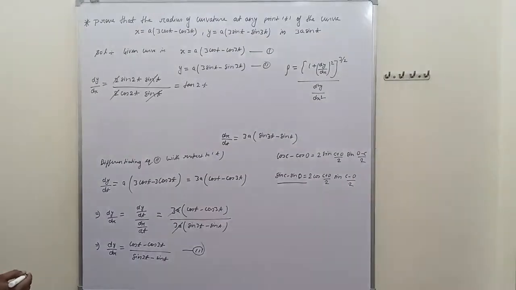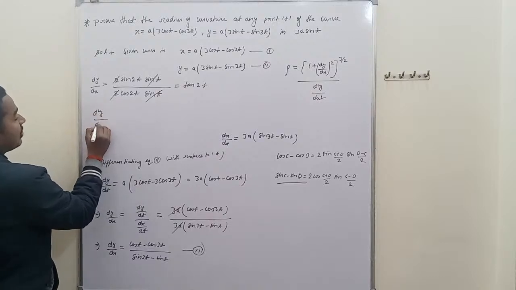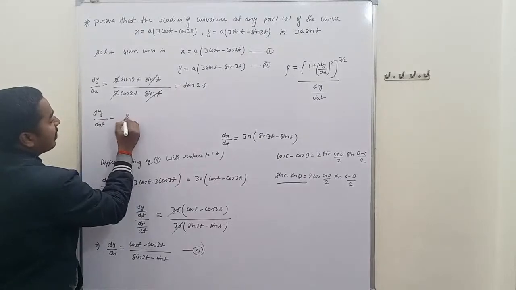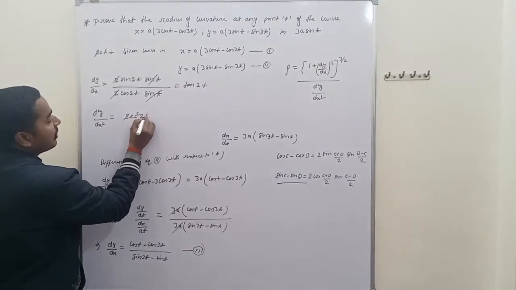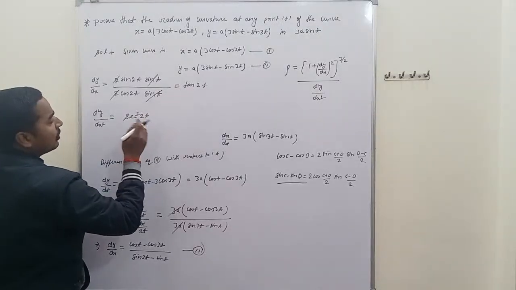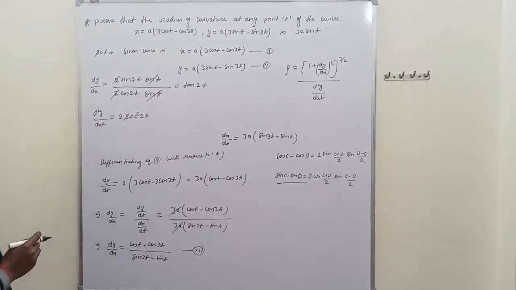Further we have to find d2y upon dx2. This is given by differentiating tan 2t, which gives sec square 2t, and again differentiating 2t with respect to t gives 2. So the value of d2y upon dx2 is 2 sec square 2t.